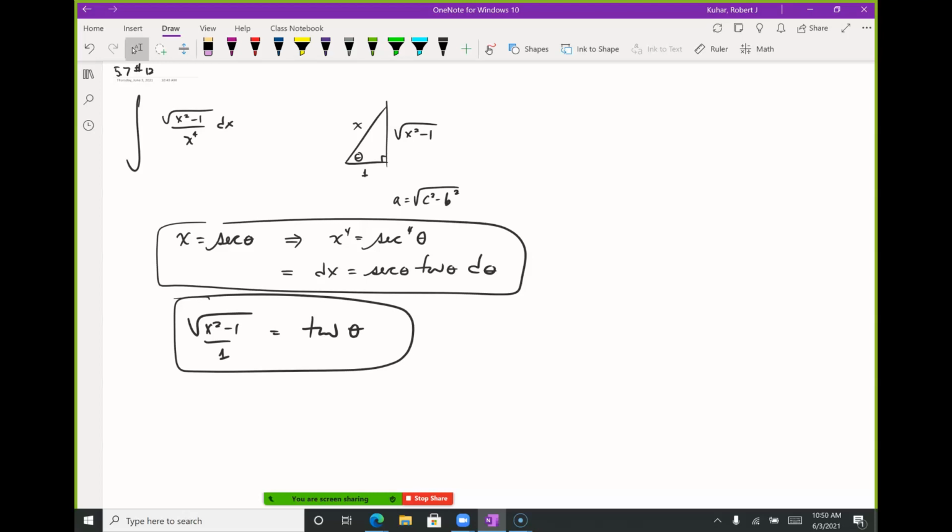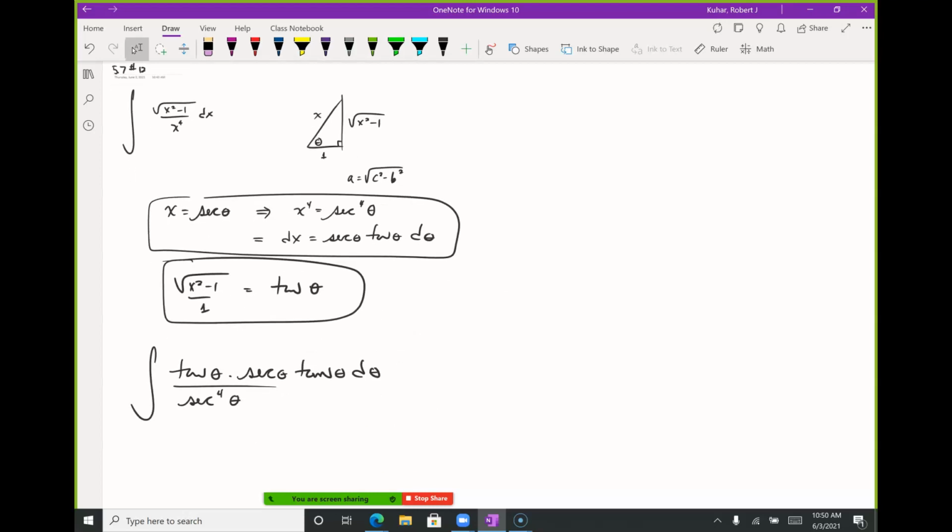How are we doing here? Okay. We're almost done. I can sense the backache and the headache and the trig ache. So upstairs I have a tangent of theta times a dx, which is what? Secant theta tan theta d theta. And downstairs I have a secant to the 4th theta. So it looks like I have a tan squared theta d theta over a secant cubed theta.